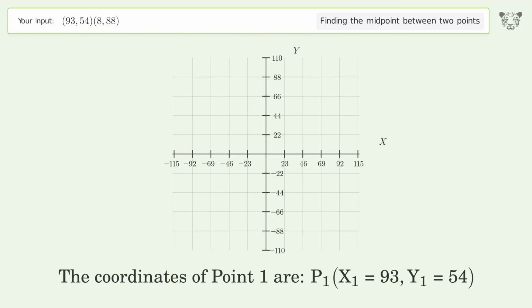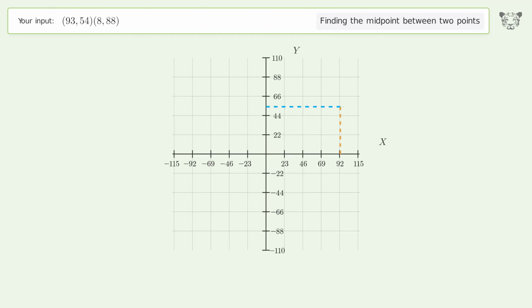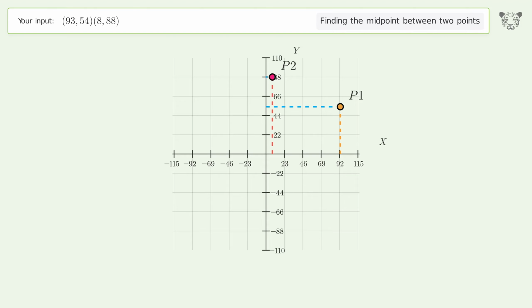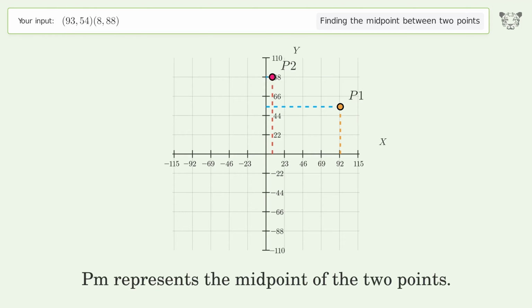The coordinates of point 1 are, x1 equals 93, y1 equals 54. The coordinates of point 2 are, x2 equals 8, y2 equals 88. PM represents the midpoint of the 2 points.